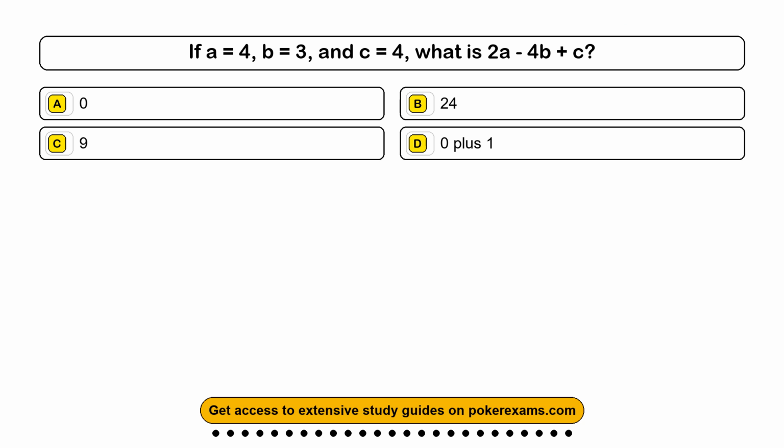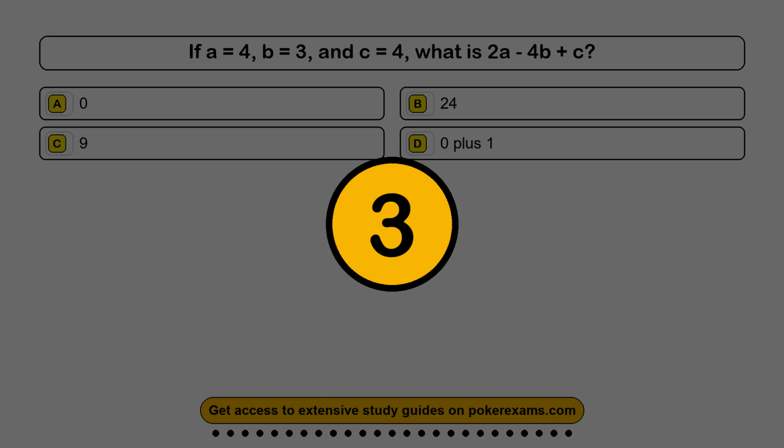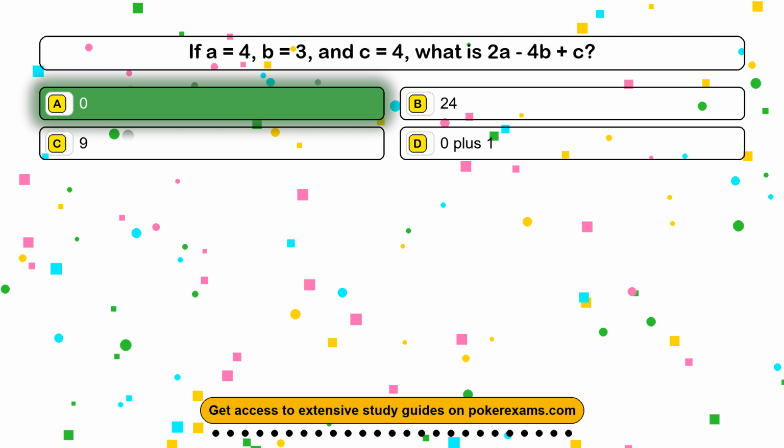Question 8. If A equals 4, B equals 3, and C equals 4, what is 2A minus 4B plus C? Option A, 0. Option B, 24. Option C, 9. Option D, 0 plus 1. The correct answer is option A, 0.